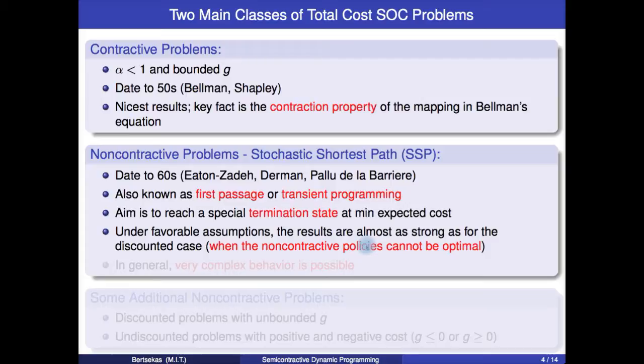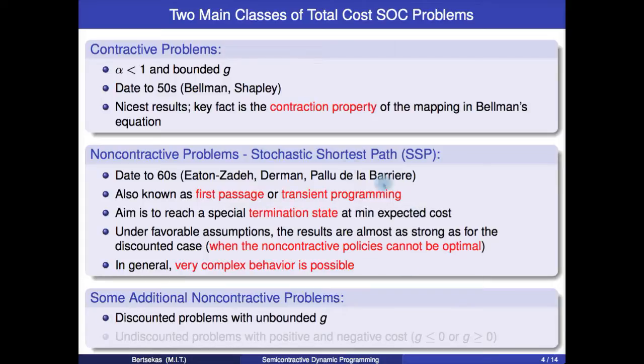Non-terminating policies involve some kind of cycling through the graph without reaching the destination. These favorable conditions arise when the non-terminating policies can be ruled out from optimality, for example, when there is high or infinite cost for cycling. However, in the absence of such favorable assumptions, very complex behavior is possible, as we will see later in this lecture.